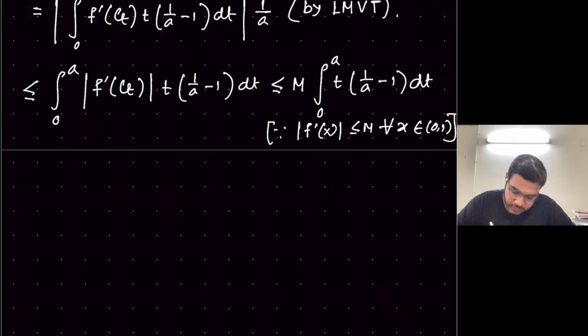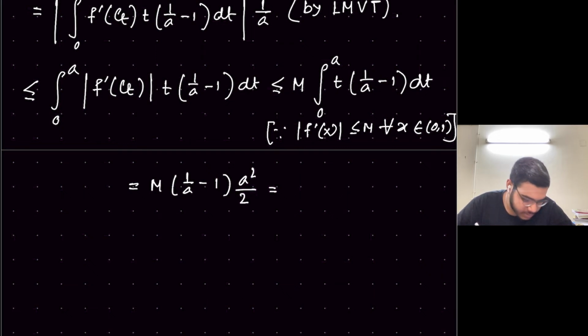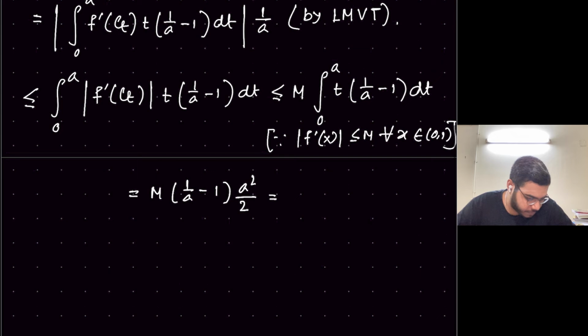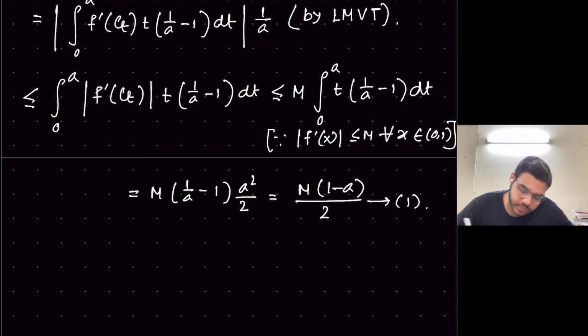Okay, so this will be equal to m times (1/a minus 1) t squared by 2. Actually, you get a squared by 2. So this will be nothing but m into (1/a minus 2). So let's call this 1.